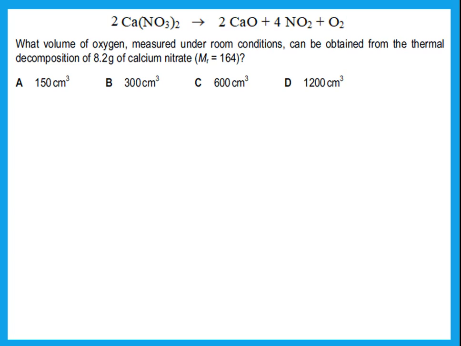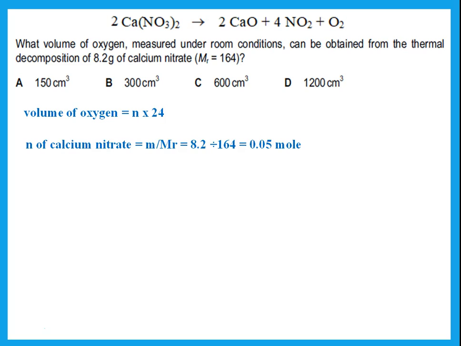So the first thing that we need to do is find the number of moles. We know that he wants the volume, but the volume is related to the number of moles, so I need to get the number of moles. Okay, number of moles of calcium nitrate. Now what does he give me about calcium nitrate? He gives mass, so I need to use mass over molecular mass, so the number of moles is 0.05.